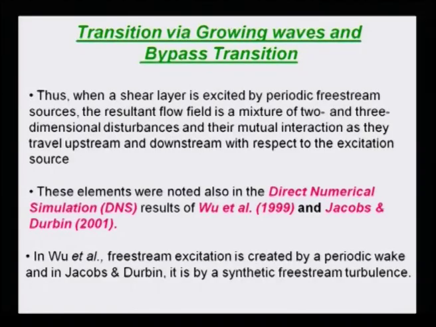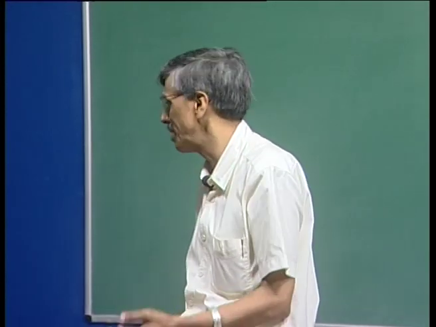Okay. Now we also talked about some direct simulation ourselves, but in addition we also note that some direct 3D simulations were done by this group at Stanford, Wu et al., Wu, Jacob, Wu, Durbin, and Hunt, this 1999 paper. Later on, Jacob submitted his thesis under Durbin. There also they talked about this DNS of this free stream excitation, right?